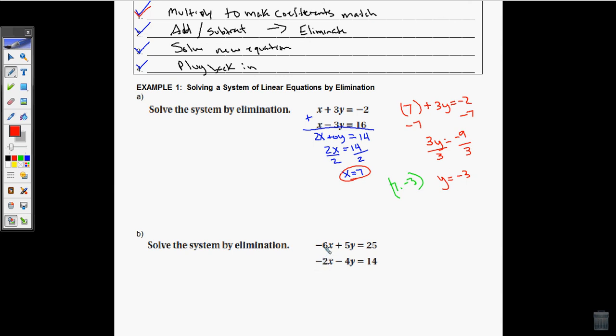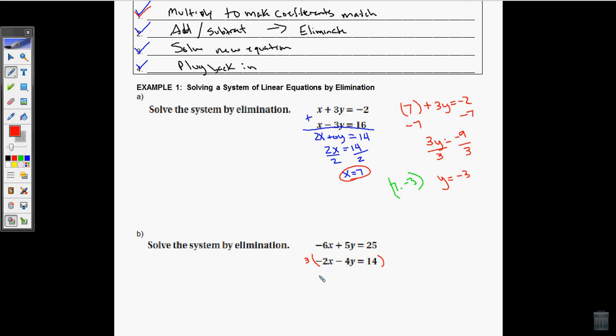So I'm looking at my x's and I see a 2 and a 6. Okay, it's possible I could multiply the bottom by 3 to make them both 6's. When I look at the y's, I have a 5 and a 4. I could multiply the top by 4 to make that a 20, and the bottom by 5 to make that 20, and the y's would match up. But I think my plan with the x's is simpler. So I'm just going to multiply the bottom by 3 to change these x's so that they match. That's what I'm looking for.